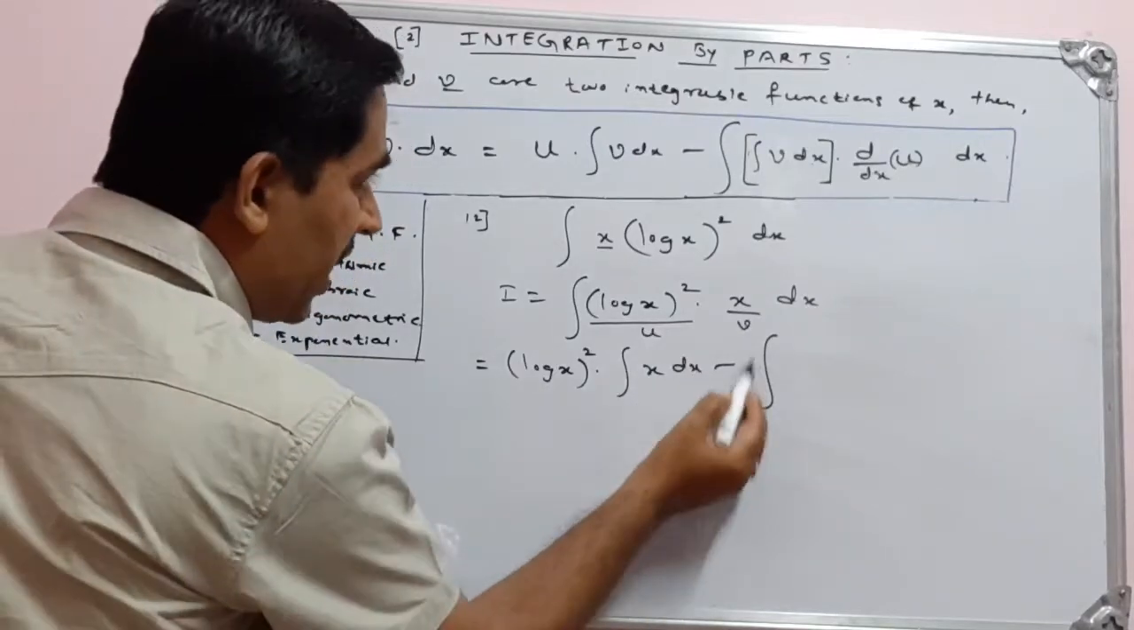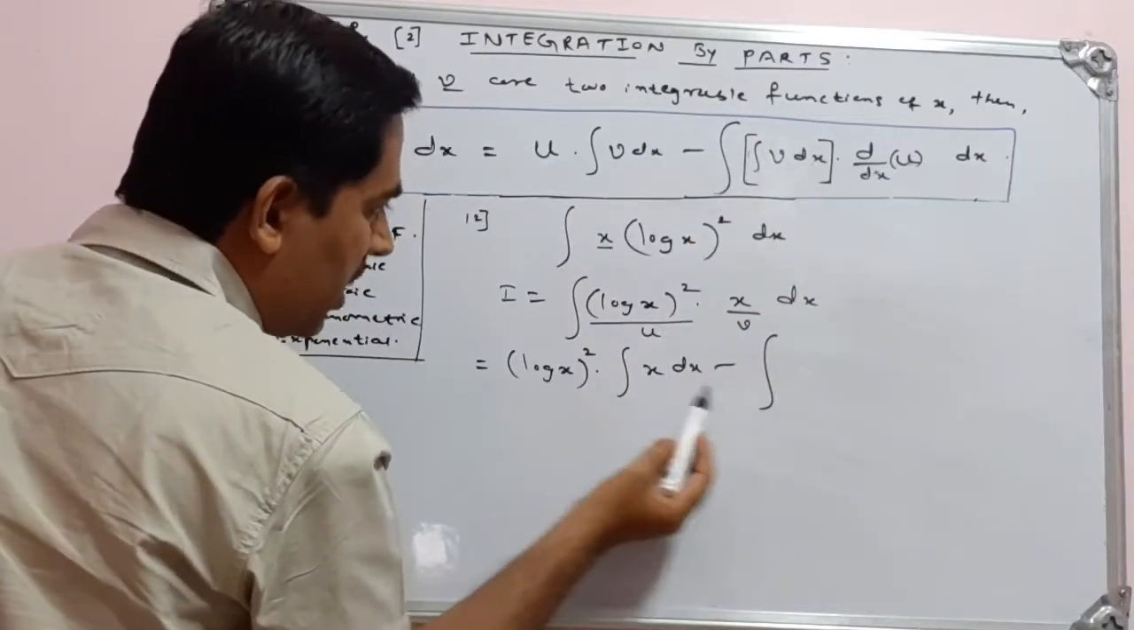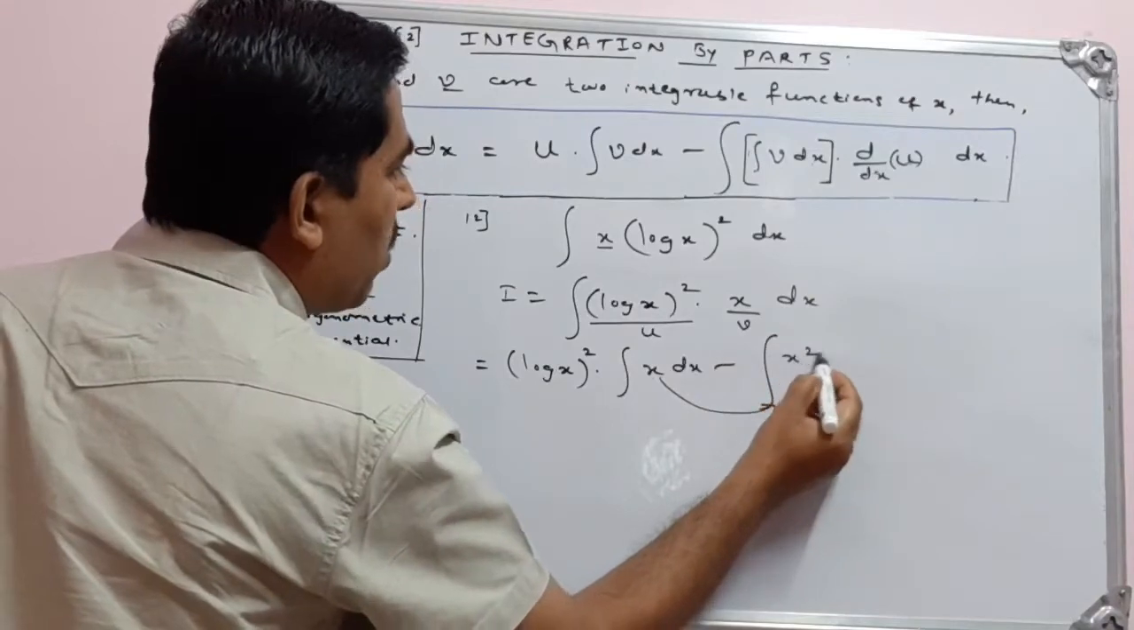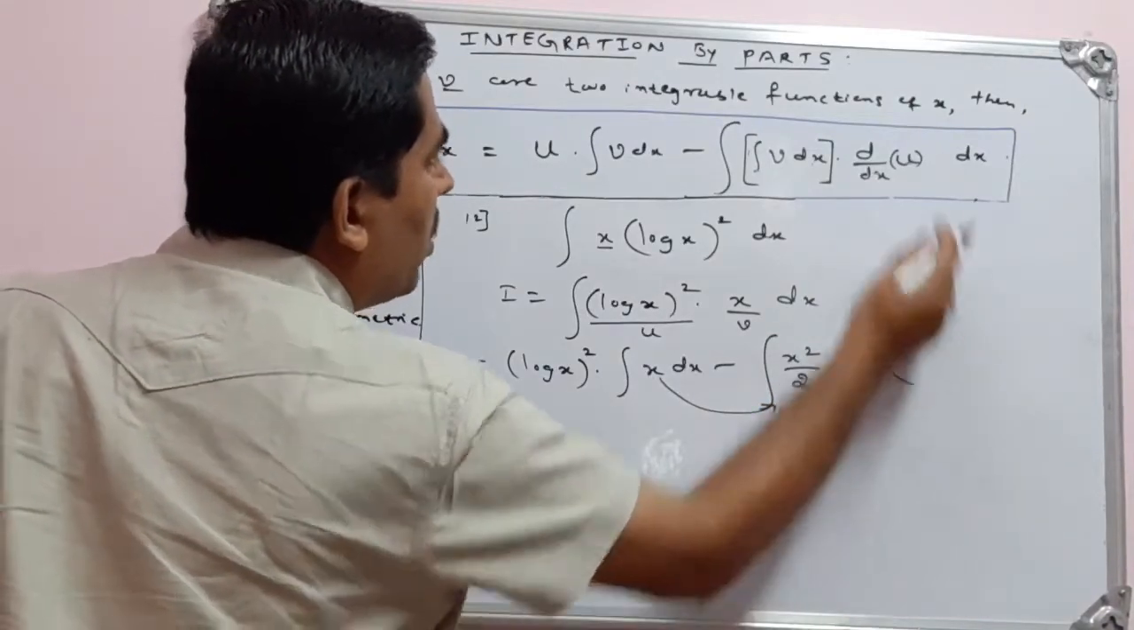What is this integration of? Integration of v, the second function. Integration of x, observe this, integration of x is what? x square divided by 2 into derivative of first function.